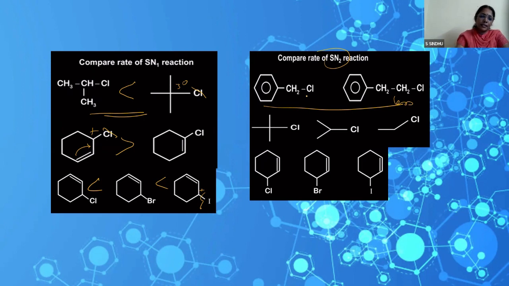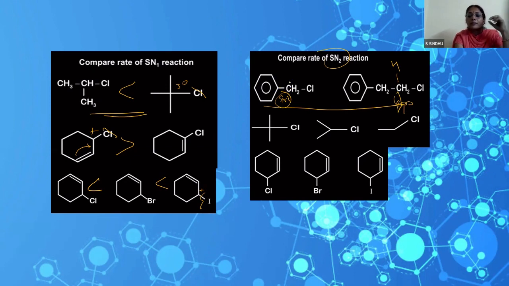Actually, teachers, the first one goes for SN1 and the second one goes for SN2. Yes, so the first is SN1, then the second one, because this one will prefer SN1 due to the benzylic carbocation.